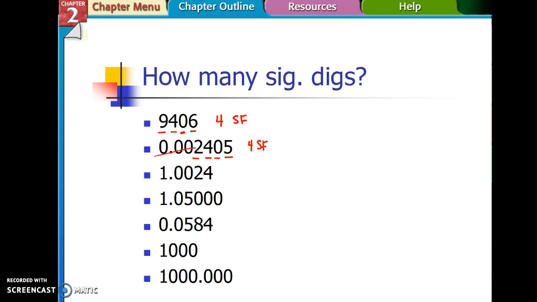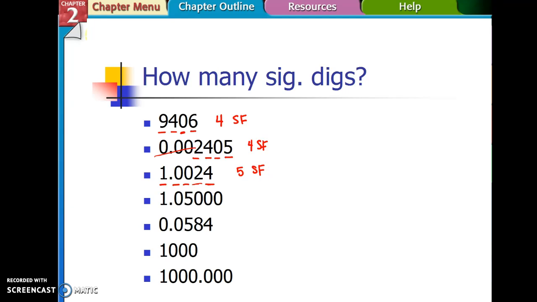Let's look at our next example, 1.0024. Well, I know the 1, the 2, and the 4 are significant due to Rule 1. And then those 2 zeros, they're between the 1 and the 2. And since they are both between there, they are sandwiched. So that means that this has 5 significant figures.